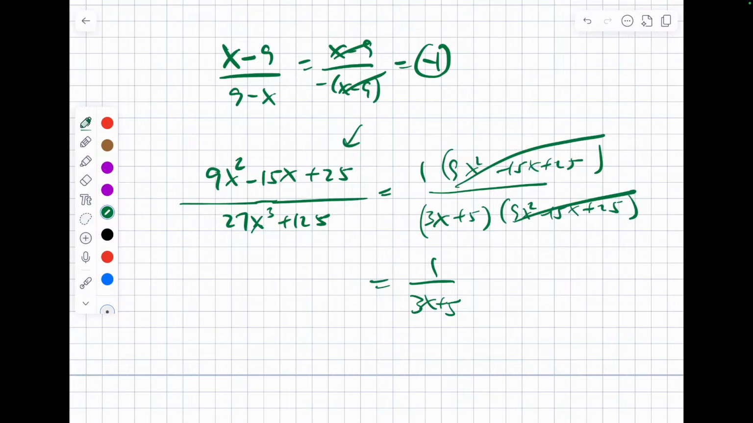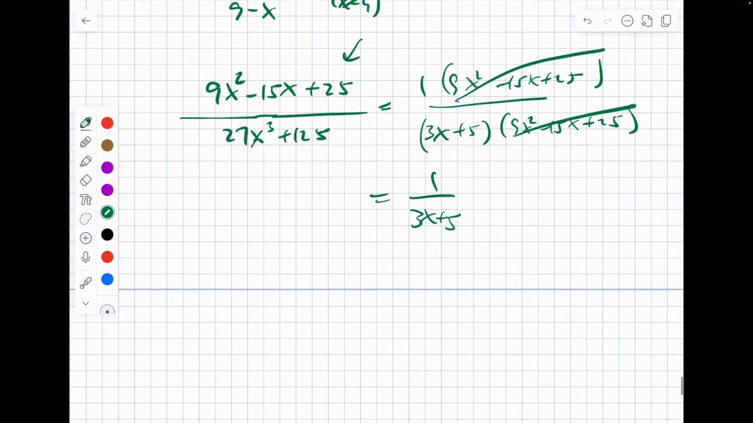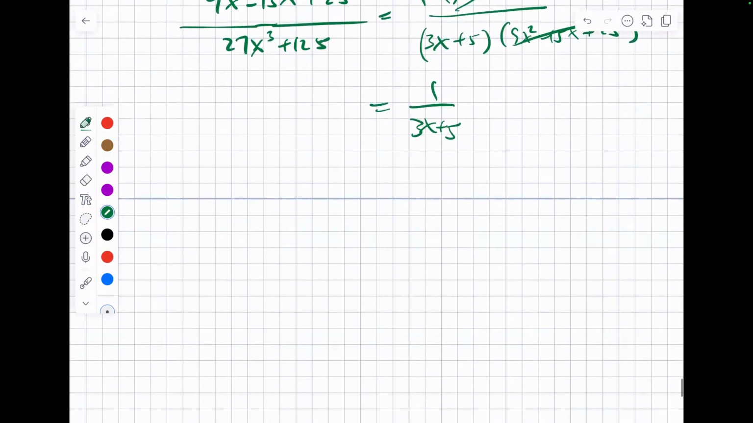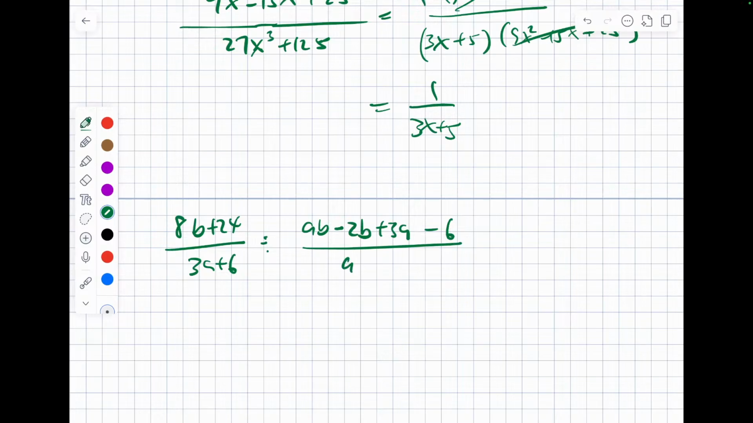Which one? 55. Okay, lovely. That's a good question. Number 55 says 8b plus 24 all over 3a plus 6, divided by ab minus 2b plus 3a minus 6 all over a squared minus 4a plus 4.